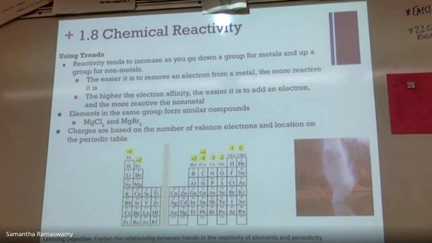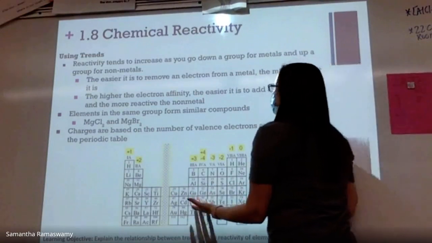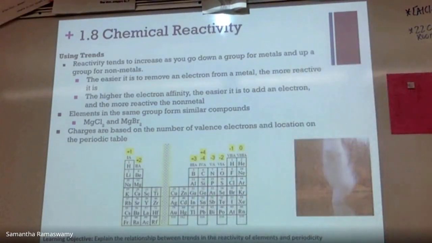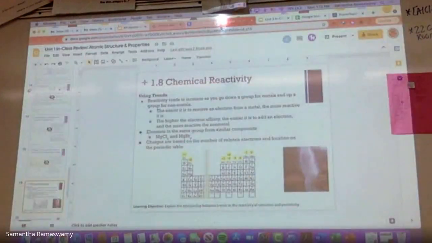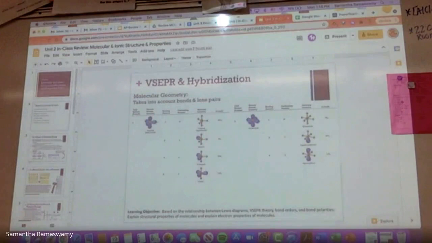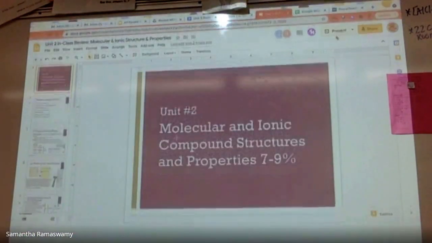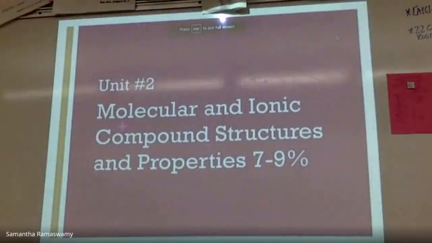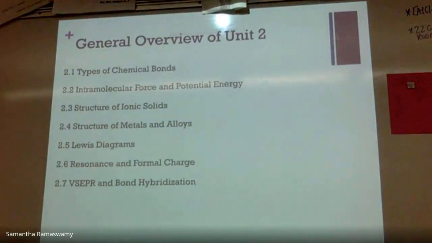All right, so that was Unit 1. Unit 1 is definitely a little bit longer than Unit 2 because we look at periodic trends in there. If we look at Unit 2, so we'll go through Unit 2 quickly. Unit 2 covers molecular and ionic compounds and structures.